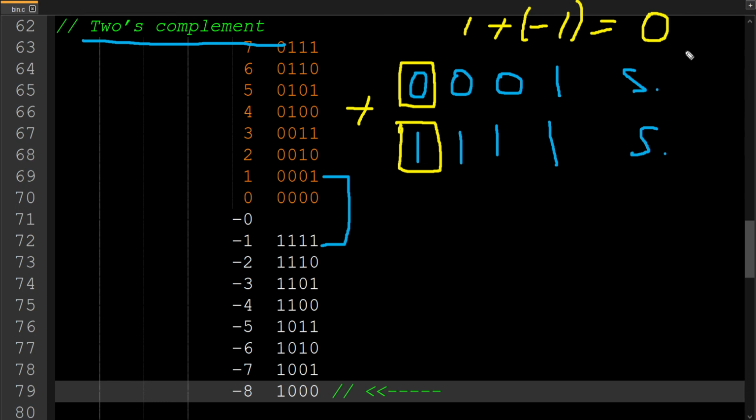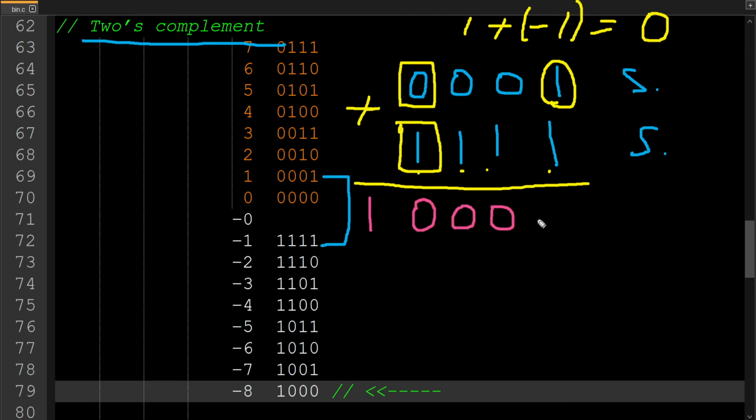Yeah, we know that it should be like this. So if we would make 1 plus minus 1 here, what would we have? This bit will overflow our value. So this stuff and this bit, what will it give us? The result will be 1, 0, 0, 0, 0. Why is it so? Because it's how we make addition.